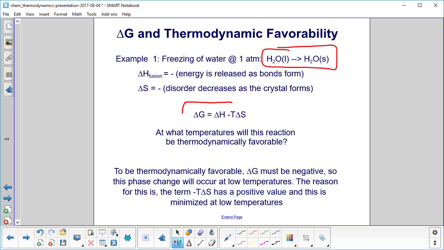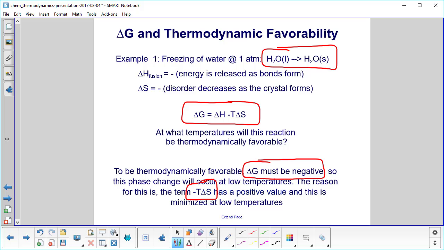So we have our Gibbs free energy here. At what temperatures will this reaction be thermodynamically favorable? To be thermodynamically favorable, delta G has to be negative. That's how we defined it. So the phase change will occur at low temperatures. The reason for that is the term negative T delta S has a positive value, and this is minimized at low temperatures.